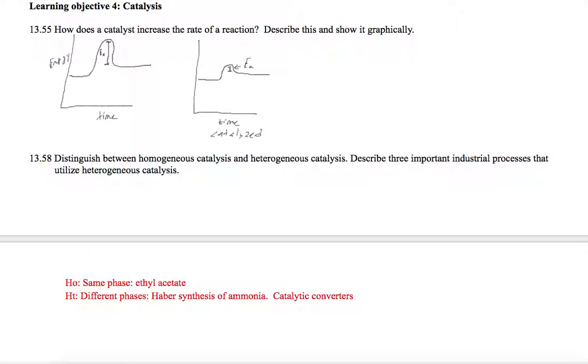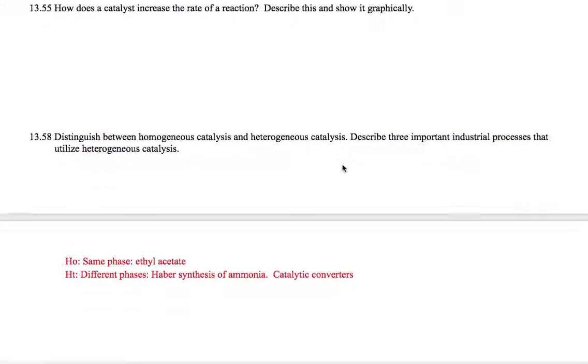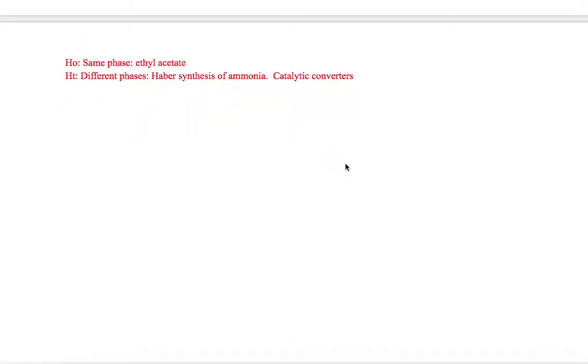And we have two different kinds of catalysts. We have a homogeneous catalyst and a heterogeneous catalyst. The homogeneous catalyst is one of the same phase, and the book gives this example of ethyl acetate breaking down into ethanol and acetic acid. But the heterogeneous ones explain a lot more detail and have some specific examples that are very, very important. But it is different phases. So we have a solid and a gas, or a solid and a liquid together.